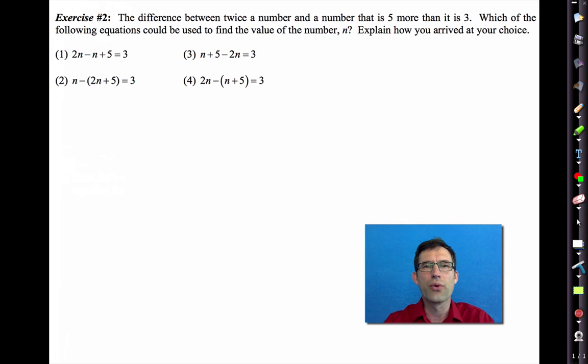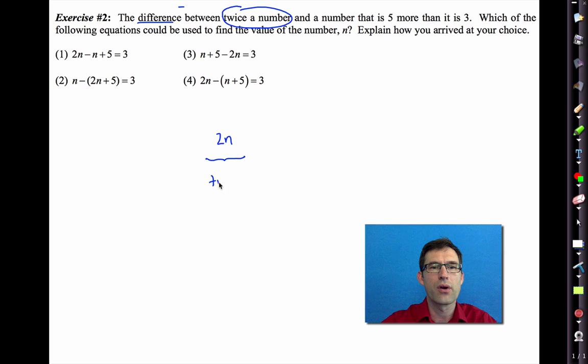All right, let's go through it. So, the difference, right? Difference means subtraction. Now we have to be careful with subtraction, right? Because subtraction is not commutative. We have to make sure we do the subtraction in the right order. So they'll always give us the first number first, if you will. So the difference between twice a number. Well, if the number is n, then twice the number is 2n, right? This is twice the number.